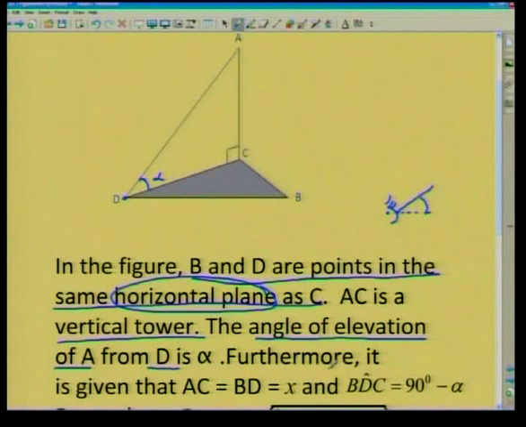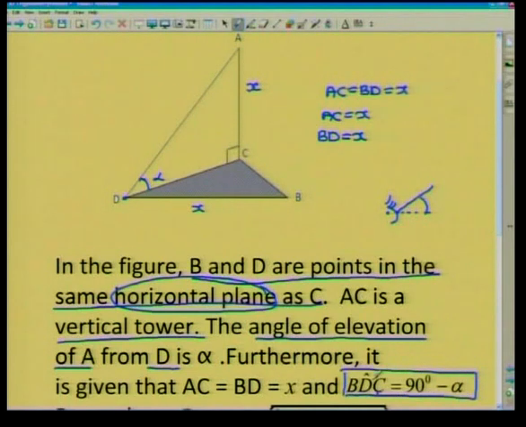Now, it says furthermore, it is given that AC is x and BD is x. Are you happy that if I give you AC equals BD equals x, what I'm actually doing is saying AC is x and BD is x? It's just a convenient way of writing it. And then it tells me that angle BDC. So BDC, remember from the last question I was saying you always look at the one in the middle as your angle, is 90 degrees minus alpha.